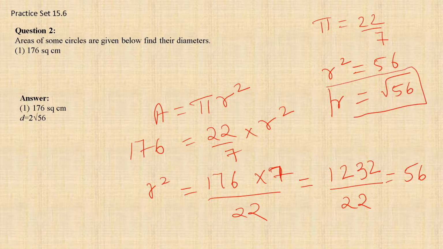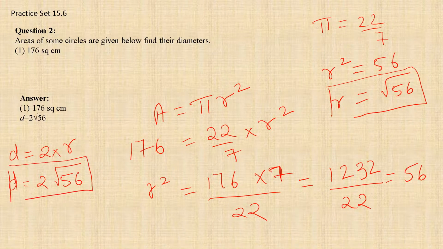Now since the radius is square root of 56 and we know diameter will be 2 times the radius, the diameter will be equal to 2 into square root of 56. Hence we can say that the diameter value is 2 root 56.